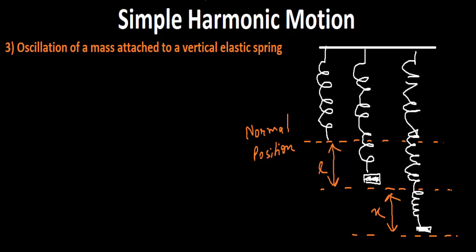Welcome back everybody. So today we'll be continuing simple harmonic motion, and today we'll be seeing another example of simple harmonic motion demonstration. So this is oscillation of a mass attached to a vertical elastic spring.